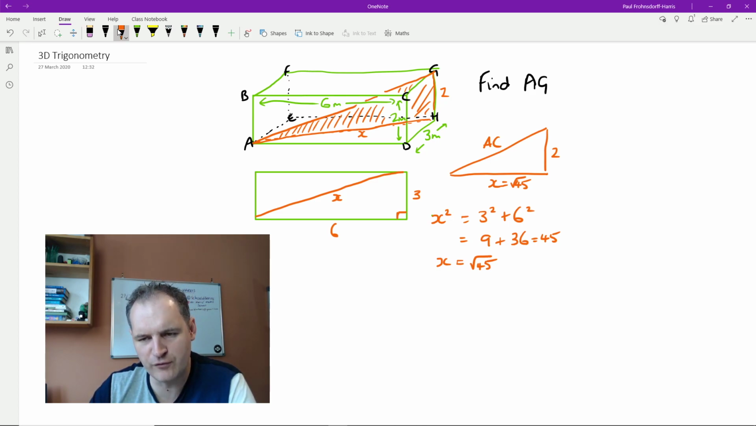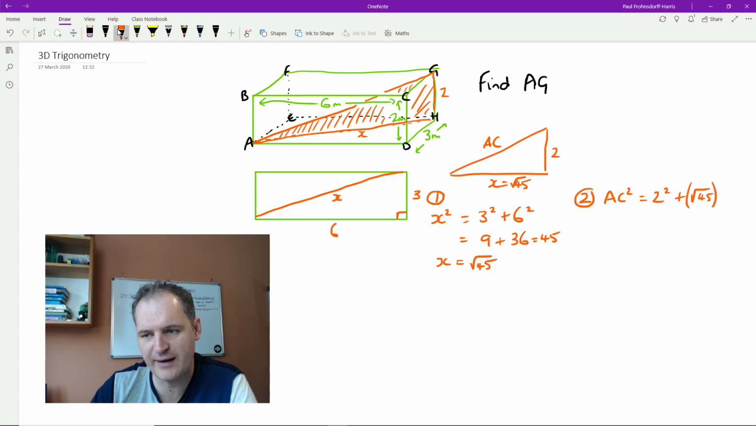This is root 45. I do that because this is my first round of calculations, and my second round of calculations uses AC squared equals 2 squared plus root 45 squared. Hopefully this will make it clear why I didn't bother finding out what the square root of 45 is. I'd lose some rounding errors, because the square root of 45 squared is 45.